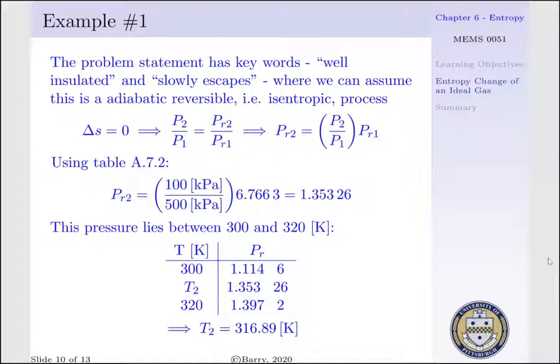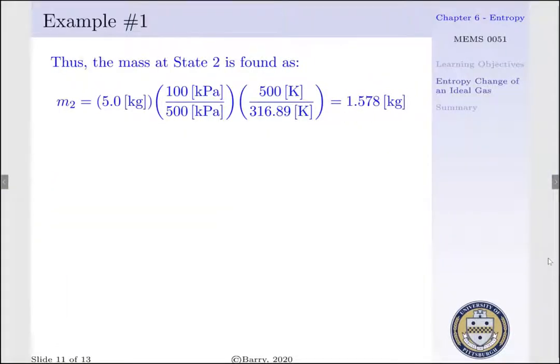If we interpolate, we find our temperature at state 2 to be 316.89 Kelvin. Thus, the mass at state 2 is found after we insert our value for T2 into our equation. Our mass at state 2 is equal to our mass at state 1, which is 5 kilograms, times our pressure at state 2 per pressure at state 1, which is 100 kPa per 500 kPa, times our temperature at state 1 per our temperature at state 2, which is 500 Kelvin per 316.89 Kelvin, which means we have 1.578 kilograms.